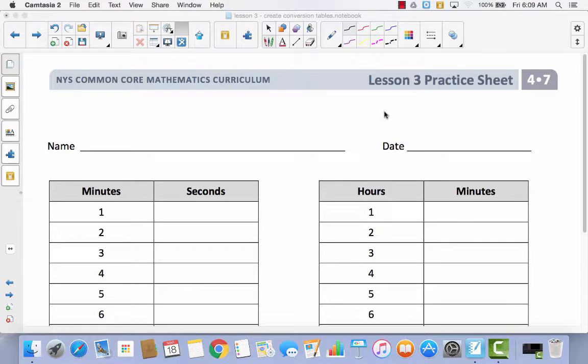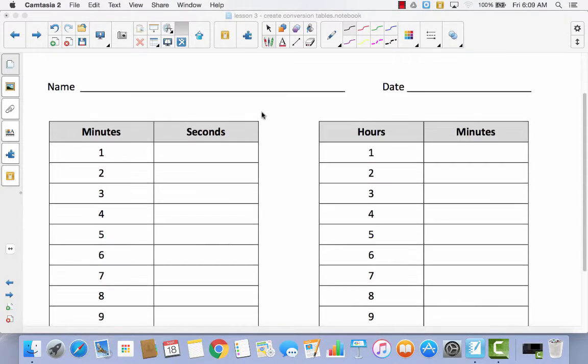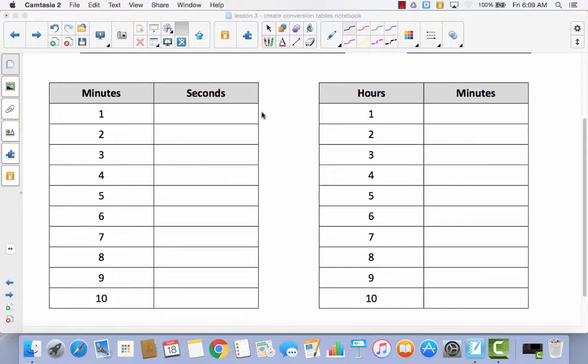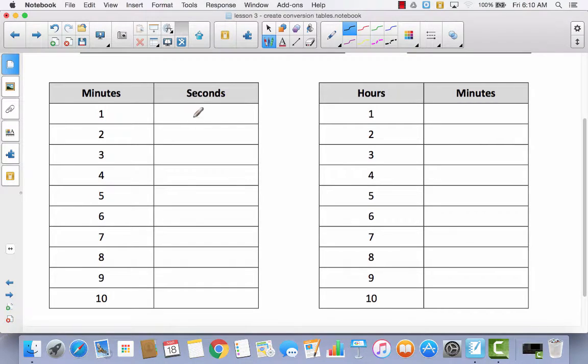All right, so let's start with our practice sheet, and let's look at our very first conversion table. So you can see we have minutes converted to seconds. So how many seconds are in a minute? Well, that would be 60, right? All right, so we're going to put 60.